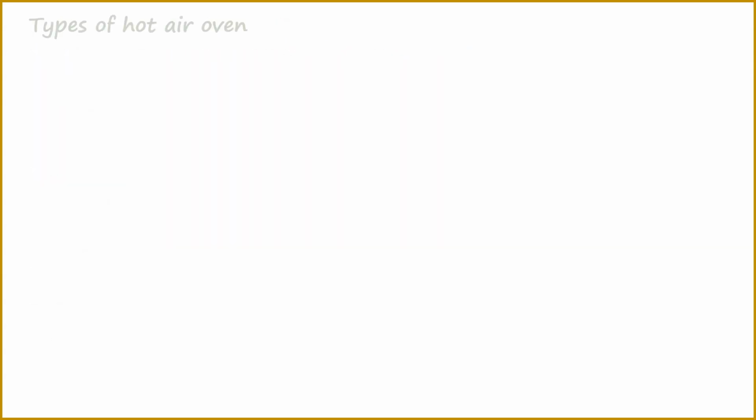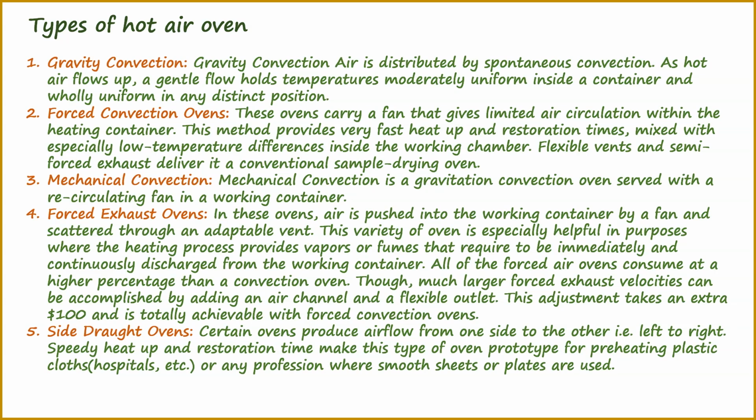Now, let's discuss the types of hot air oven. In this part, we will be discussing 5 types of hot air ovens: gravity convection, forced convection, mechanical convection, forced exhaust, and side draught ovens. Gravity convection. The first type of hot air oven is gravity convection. In this type, air is distributed by spontaneous convection. As hot air flows up, a gentle flow holds temperatures moderately uniform inside a container and wholly uniform in any distinct position.